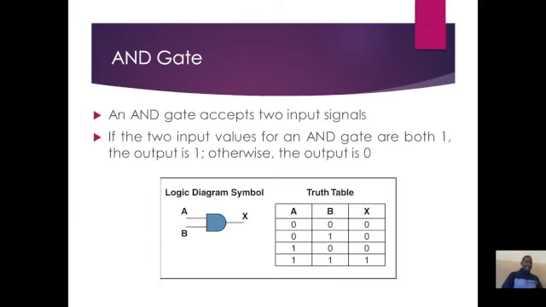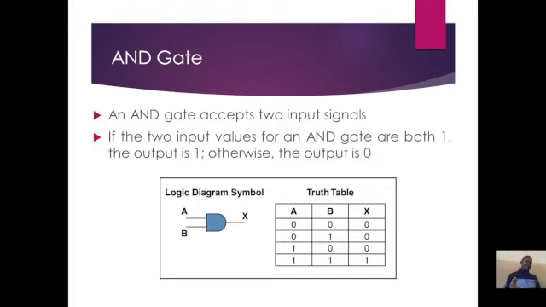What about the AND gate? An AND gate accepts two inputs. This is now different from the NOT gate. The NOT gate, one input, one output. AND gate, two inputs, and it will give a specific output. If the two input values of an AND gate are both 1, the output is 1. Otherwise, the output is going to be 0.